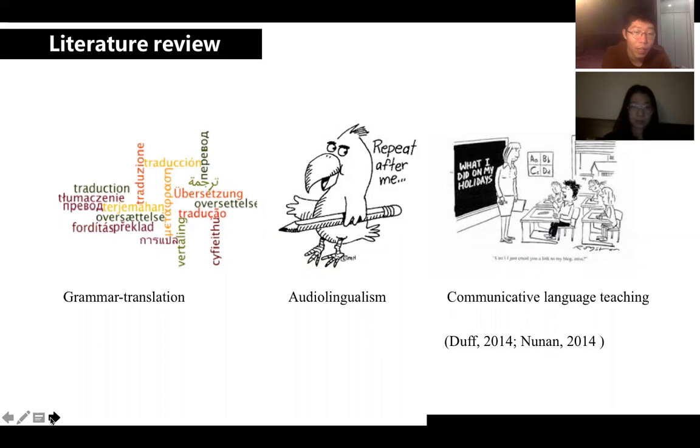So my initial attempt was to find a method that fits with my teaching style and economic learning, so that the language problem would be solved once and for all. The mainstream language teaching methods people normally use are grammar translation, audiolingualism, and communicative language teaching.